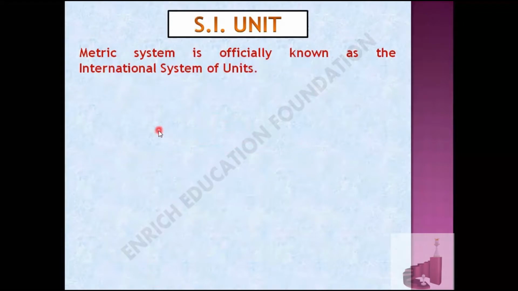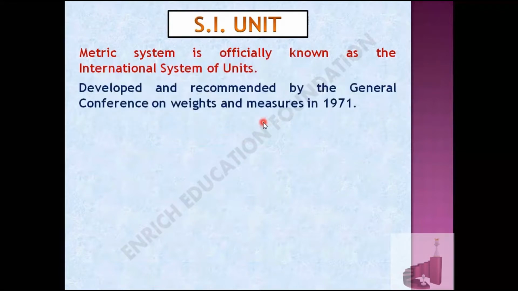Now let us see what is meant by SI units. SI unit is a metric system and it is also known as the International System of Units. This has been followed all over the world, and it has been developed and recommended by the General Conference on Weights and Measures in the year 1971.